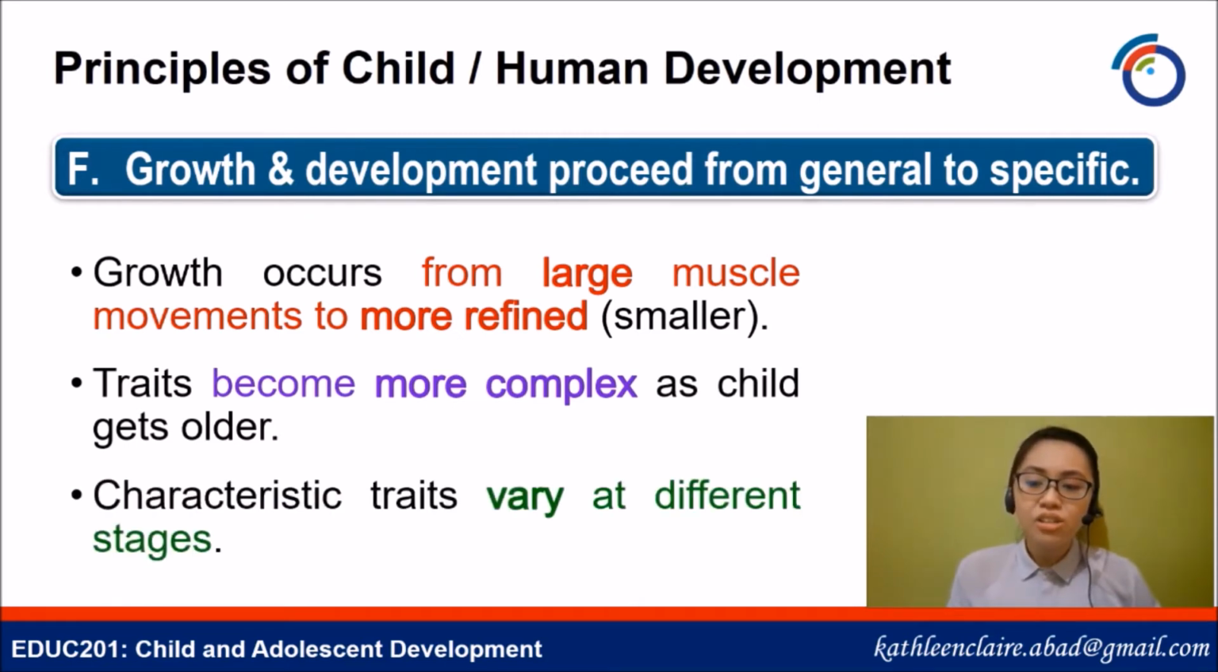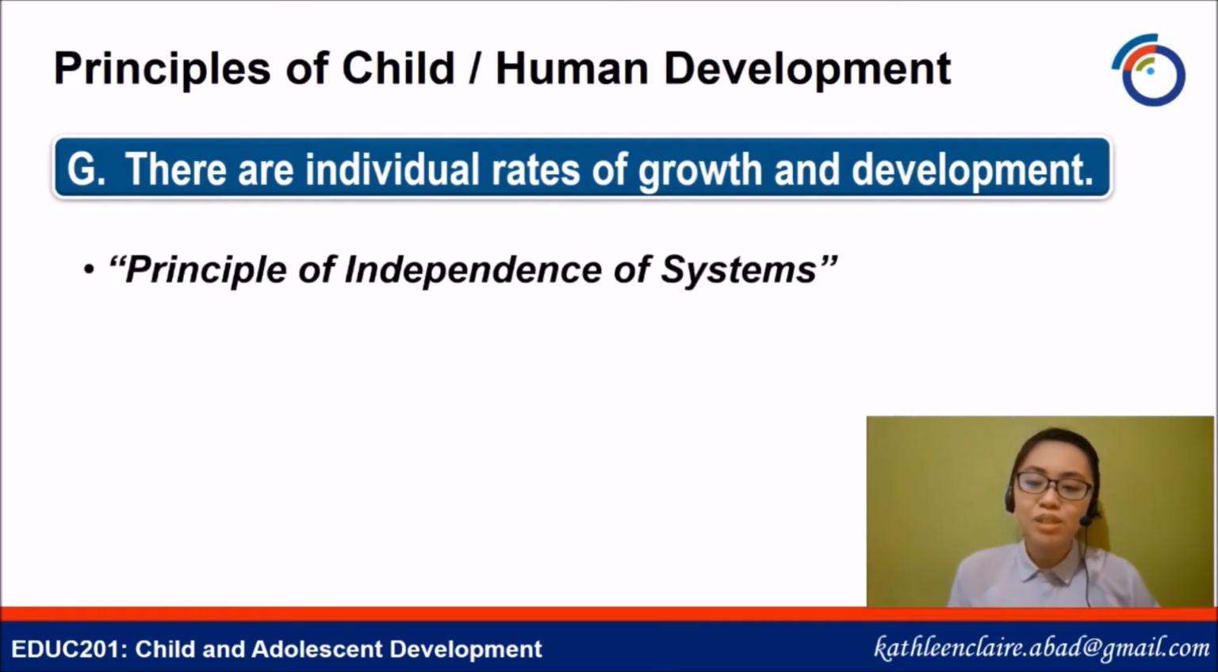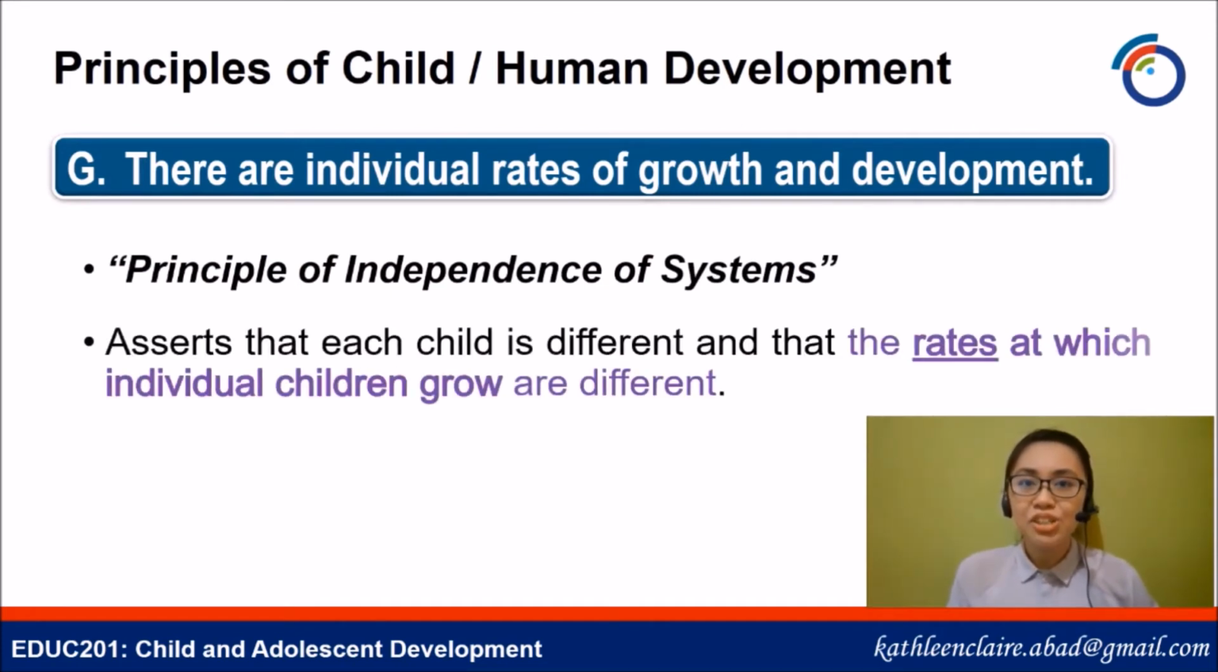Also, characteristic traits vary at different stages. Kumbaga, at specific ages, merong tayong specific milestones na kailangang ma-achieve ng ating children. Letter G. There are individual rates of growth and development. So, ito yung tinatawag nating principle of independence of systems. It asserts that each child is different and that the rates at which individual children grow are different.